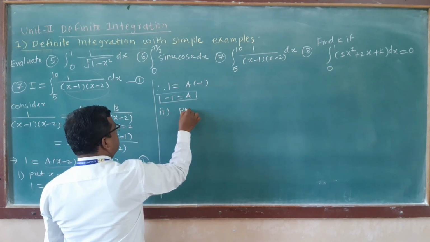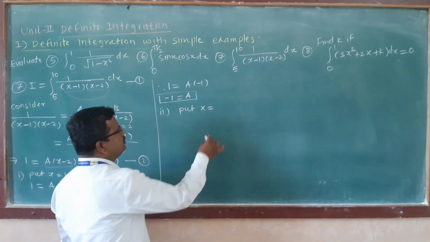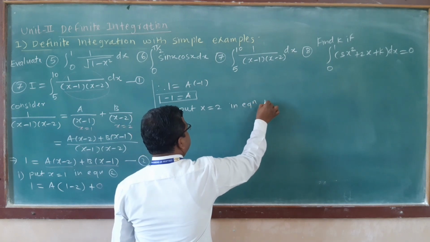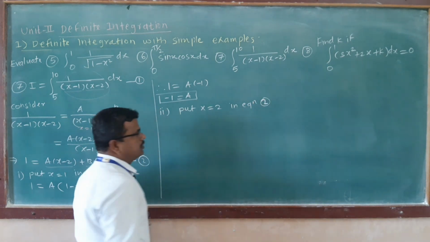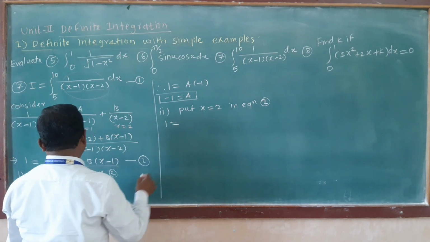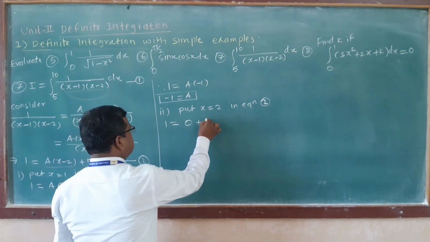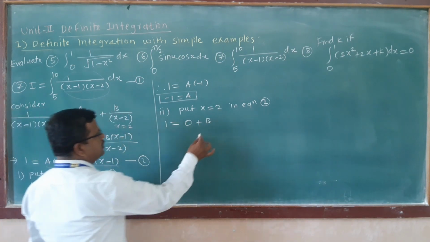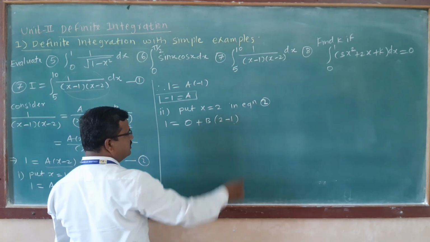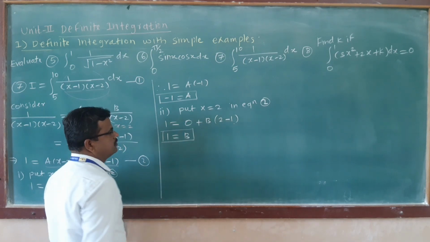Similarly, put the next value of x, that is x equal to 2 in equation 2. So see what happens. x equal to 2, 1 will remain as it is, a constant. 1 is equal to, if we put x equal to 2, then this 2 minus 2 will be 0. So this term will become 0, plus b into, put 2, that is 2 minus 1. 2 minus 1 is 1. Therefore 1 is equal to b, or b is equal to 1.